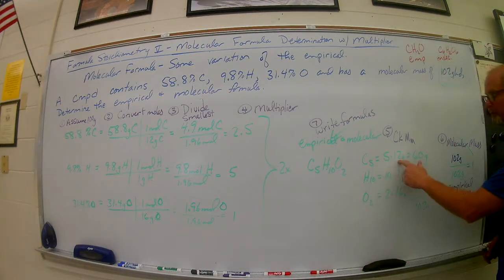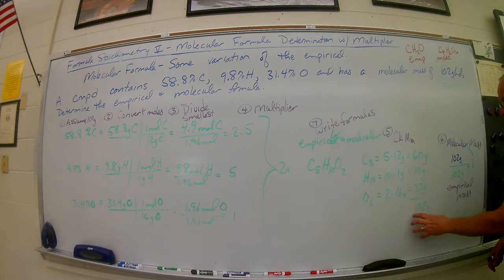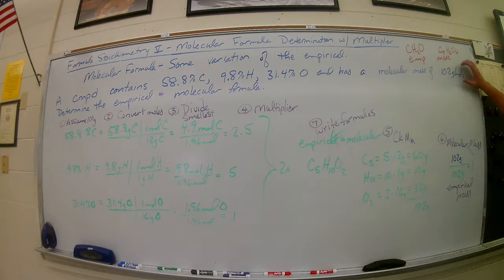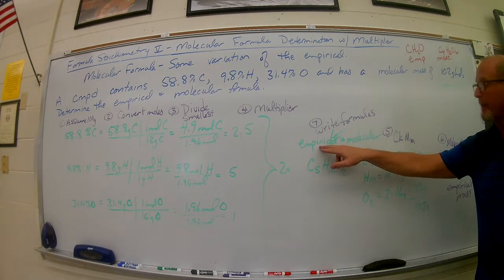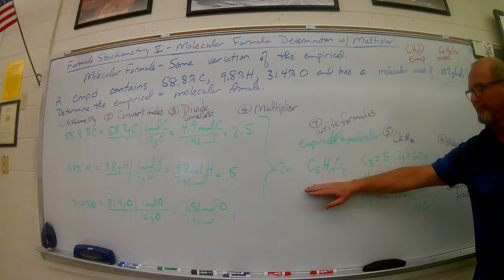Next step, let's get the molecular mass of this, or the molar mass of this. I have 5 carbons at 12. That's going to give me 60 grams. 10 hydrogens is 10 grams. 2 oxygens is going to be 32 grams. So when I add up, my empirical mass is 102 grams. The mass that was given to me of the molecule, the molecular mass in the problem, was also 102. So since these two are the same, I got a 1. That tells me that my empirical and my molecular formula are both the same.